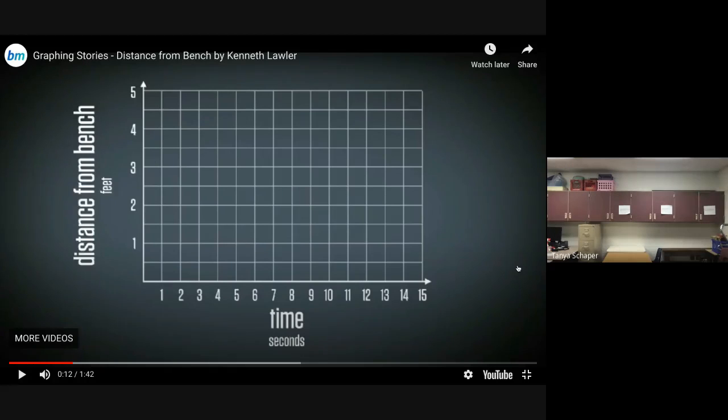The scale on this one is a little bit different. It goes half a foot, then a foot, then 1.5 feet, then 2, 2.5 feet, then 3, 3.5 feet, then 4, 4.5 feet, then 5. So we're going to watch it in real time, and then we're going to watch it in half time a couple times. So we're going to take a moment to make sure that our graphs are set up, and then we're going to watch it. Here we go.